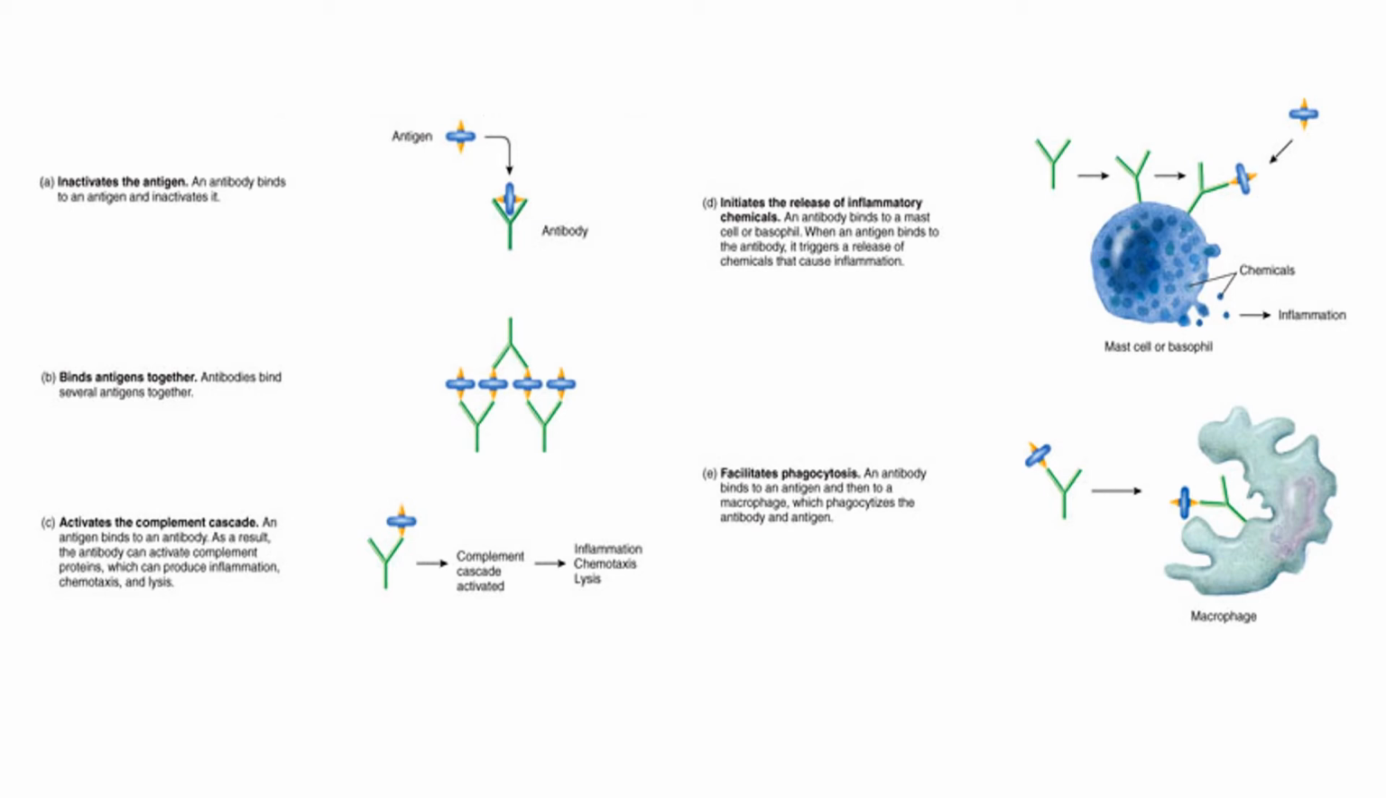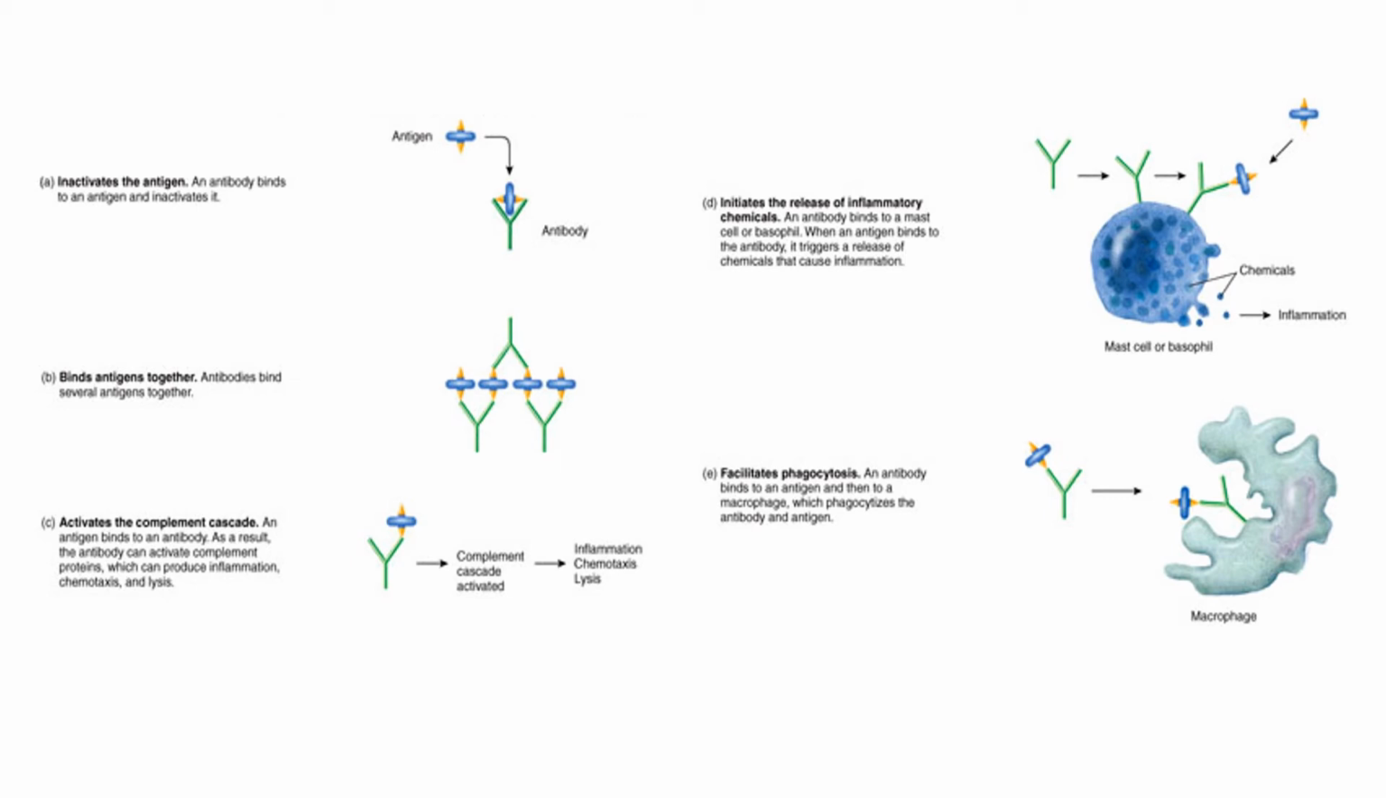In letter B, it is the binding of antigens together. Antibodies bind several antigens together. In C, this is the activation of the complement cascade. An antigen binds to an antibody. As a result, the antibody can activate complement proteins, which can produce inflammation, chemotaxis, and lysis.